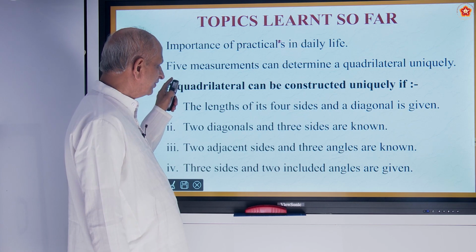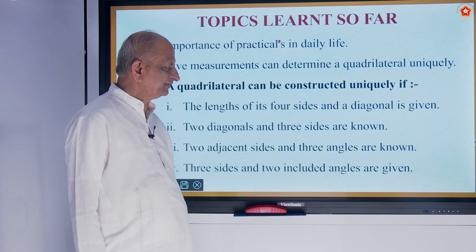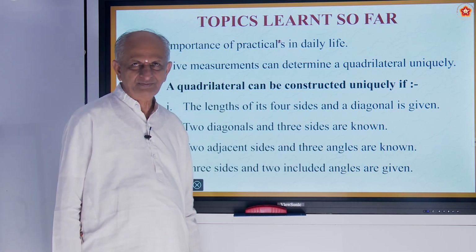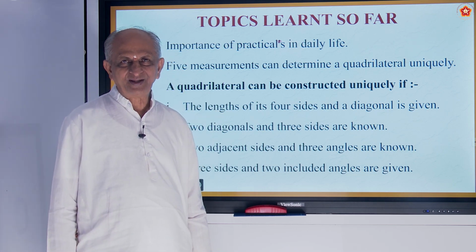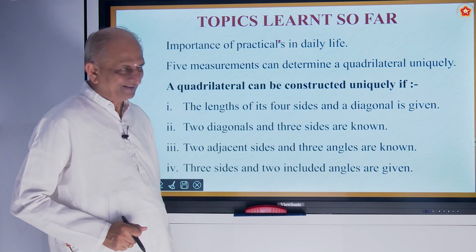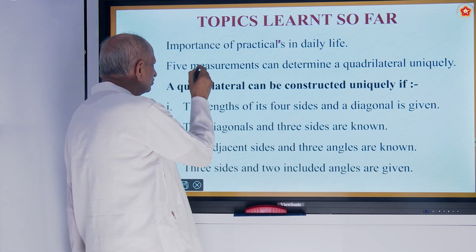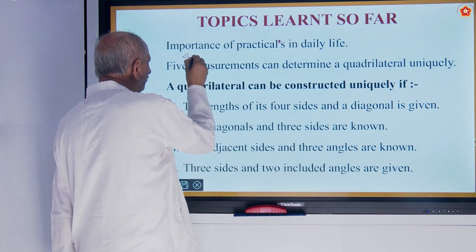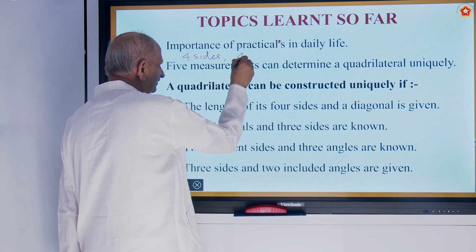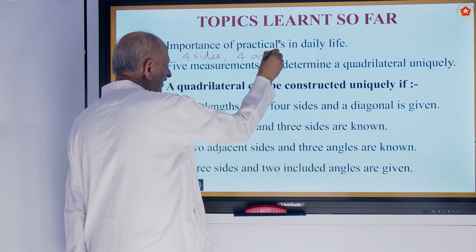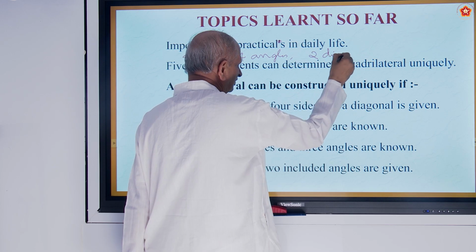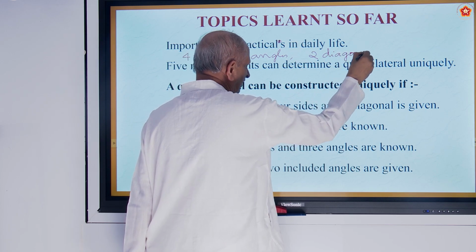And for a quadrilateral, we have seen in the previous class, 5 measurements are needed. In total, how many measurements are there? 10, correct? So, what are they? You have 4 sides for a given quadrilateral, 4 angles, and 2 diagonals. These are called the elements of a quadrilateral.